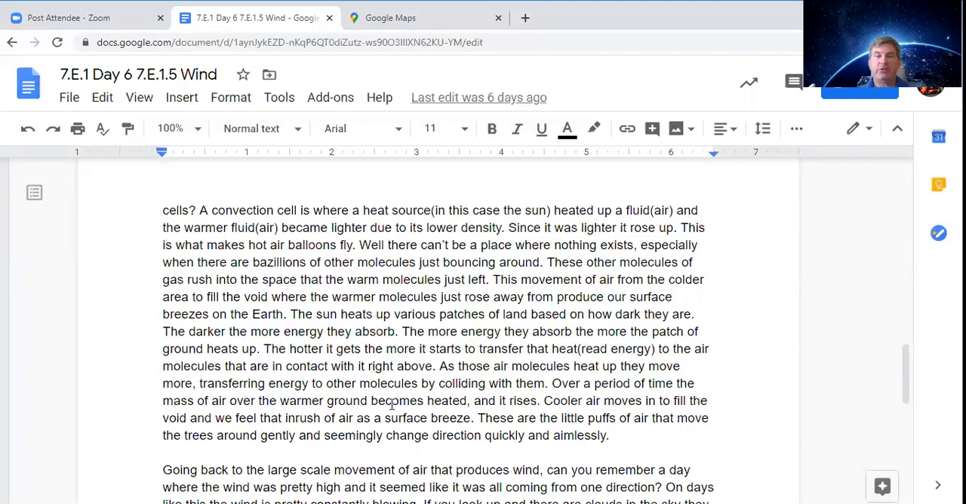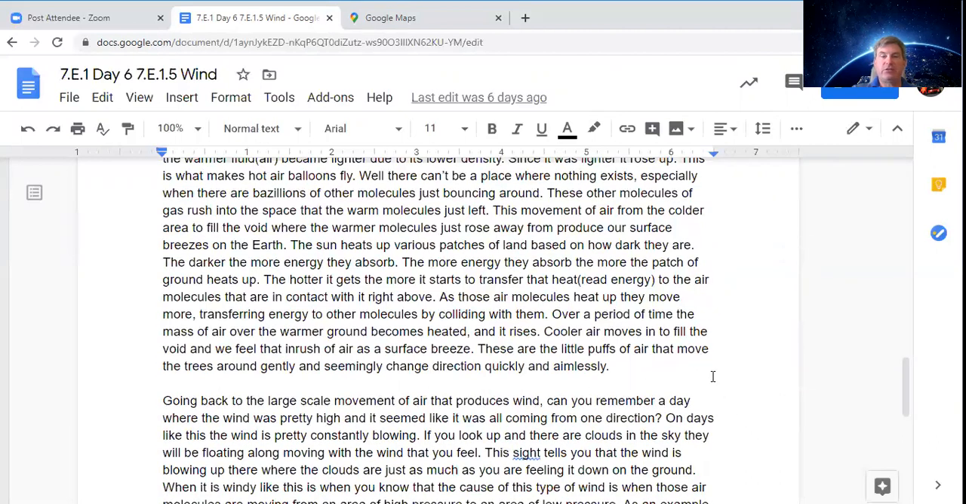These little bitty independent patches of rising and falling air, warmer air and cooler air, moving around because of their temperature differences, cause the basic, small breezes that we feel on the ground. And that's why air blows from one direction for a little bit, and then from another direction for a little bit, and it stops for a little bit and you think nothing's blowing, and then suddenly it comes from a different direction and you get a little puff. That's just the different areas heating up and masses of air on a small scale moving in to take their place. So these little puffs of air that move the trees around gently and seemingly change direction quickly and aimlessly, I mean, it's our normal day-to-day weather.